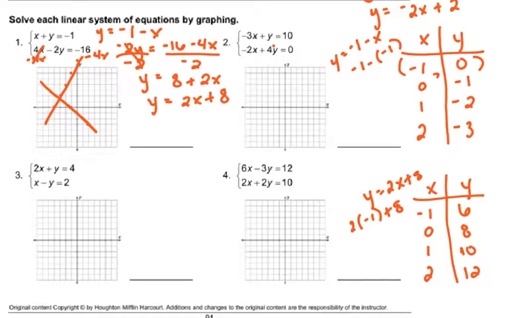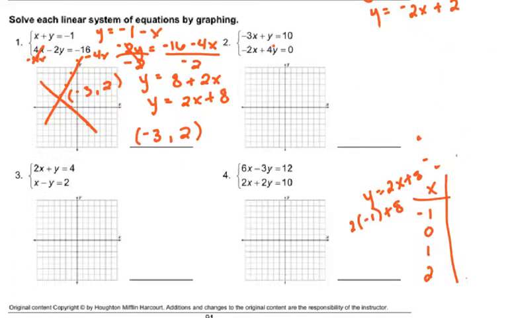If I plug in negative 3, so 2 times negative 3 is negative 6 plus 8 should be 2. Negative 3, 2. Okay, and that should also be the same point here if I was to plug in negative 3, 2. So this is our intersecting point, negative 3, 2. And that's your solution. Okay, so that's 1, and I want you to do the rest. I'm going to erase all this so that it's not messy on your end.